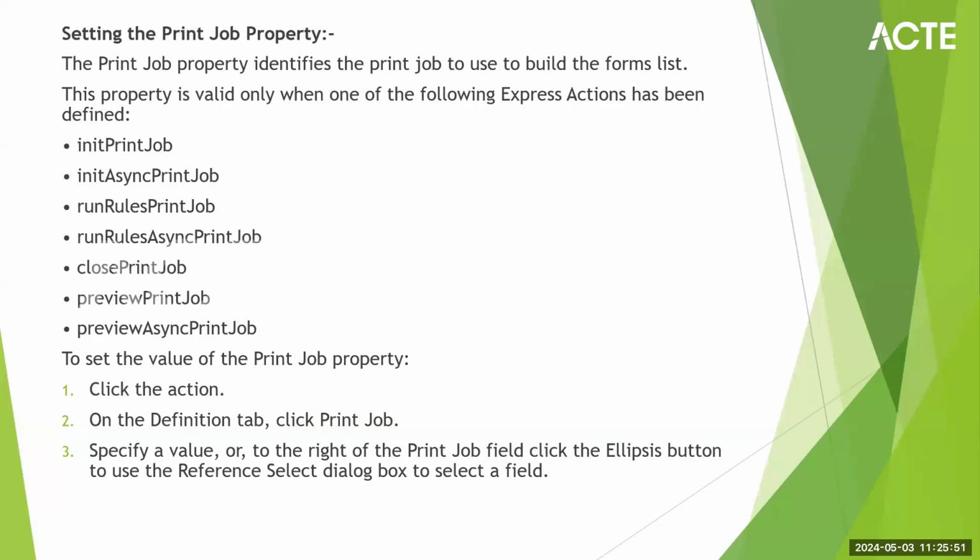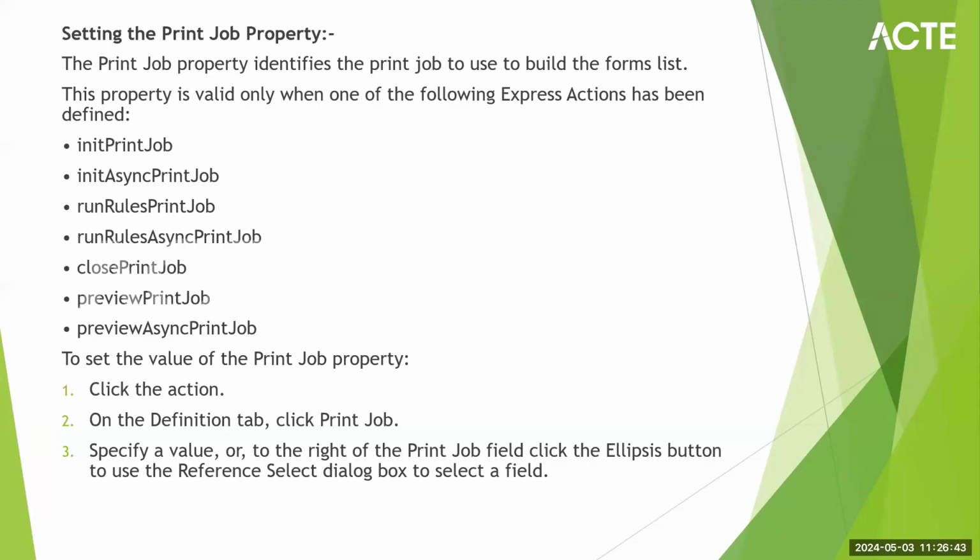Setting the print job property. The print job property identifies the print job to use to build the form list. The property is valid only when one of the following actions is defined. Suppose you are trying to execute the form or print the form, now you should use any of these print job properties in order to execute any form.